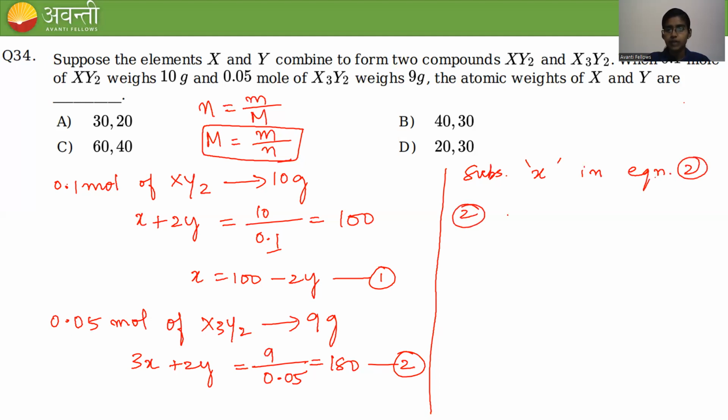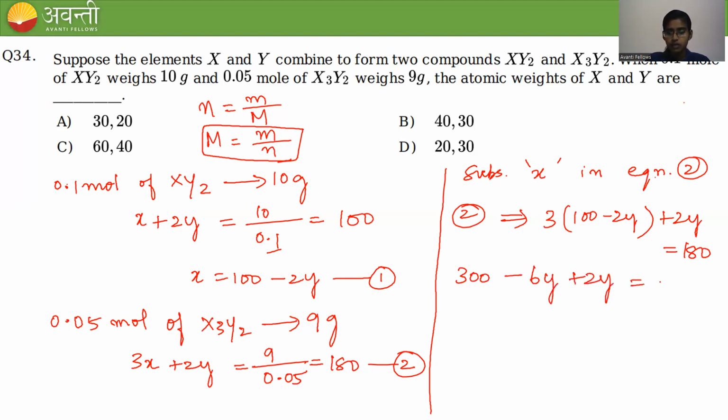So equation 2 becomes 3 into (100 minus 2y) plus 2y, which is equal to 180. Just substitute, and on solving this, it is 300 minus 6y plus 2y equal to 180. From this, the y value will be equal to 30.